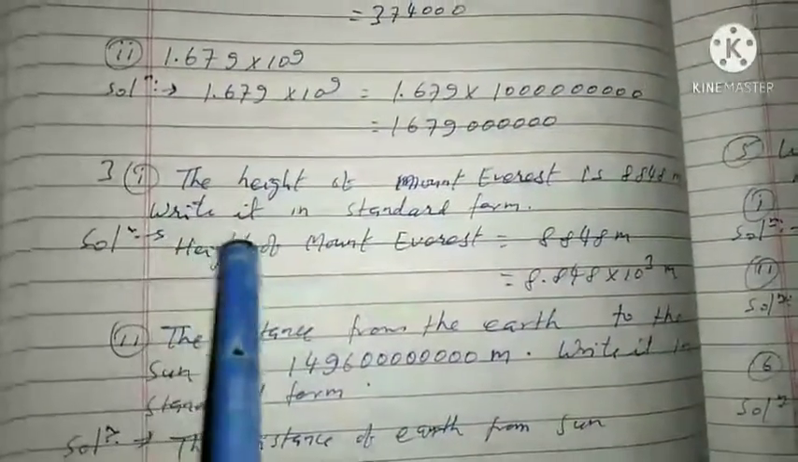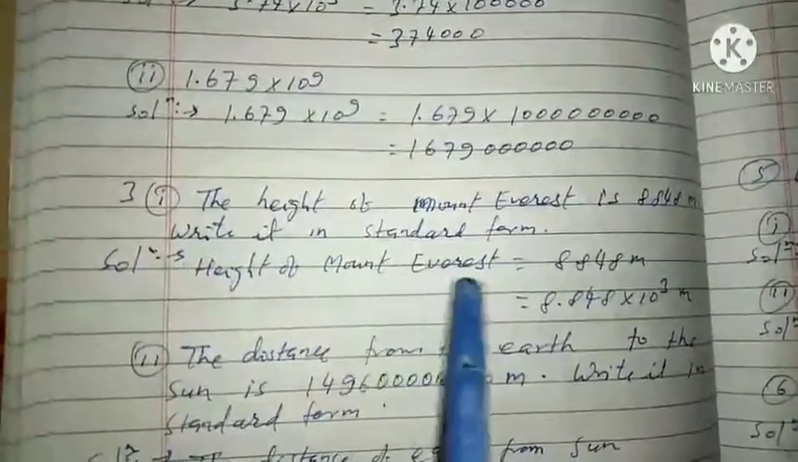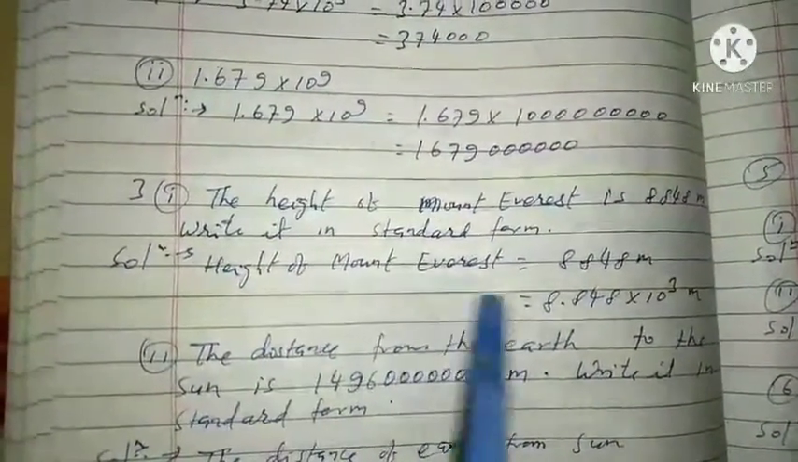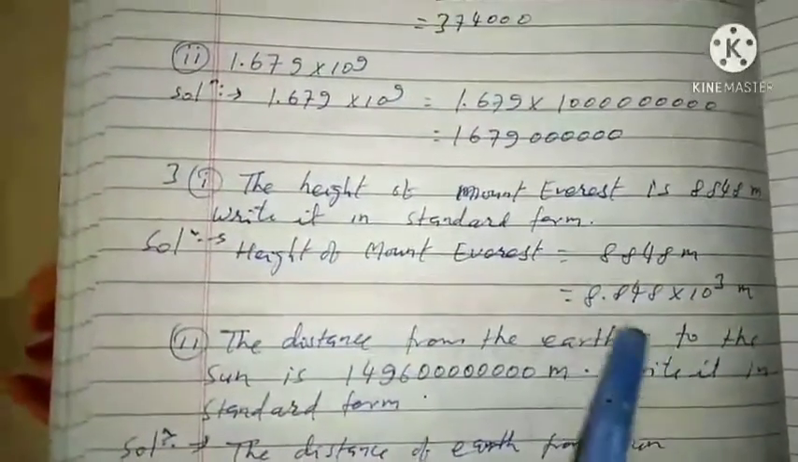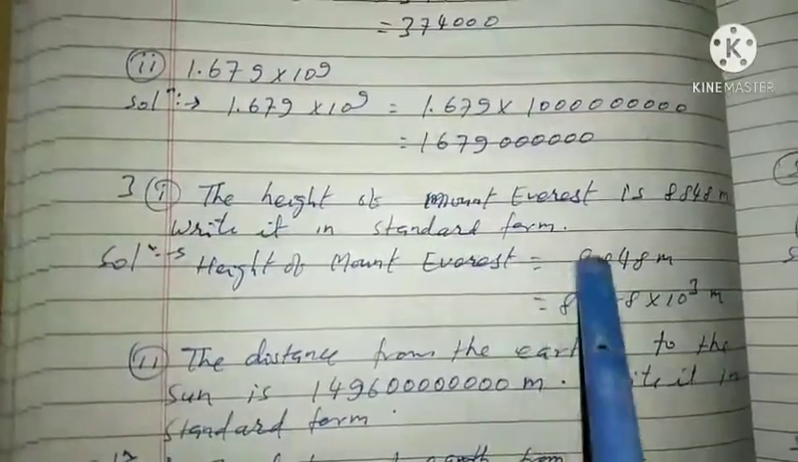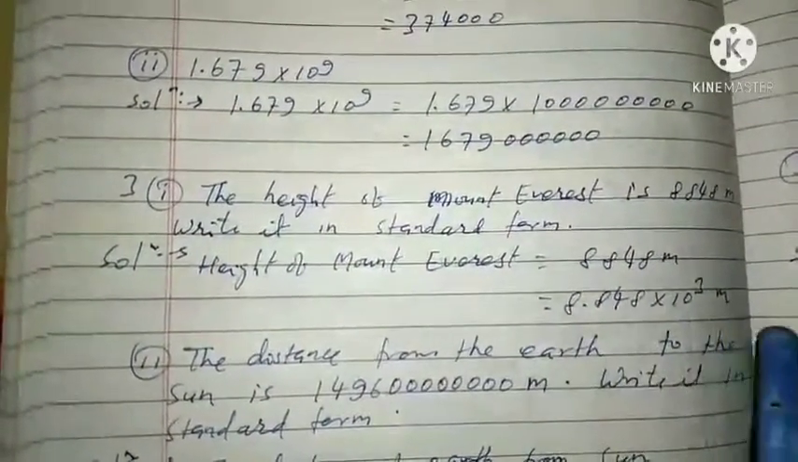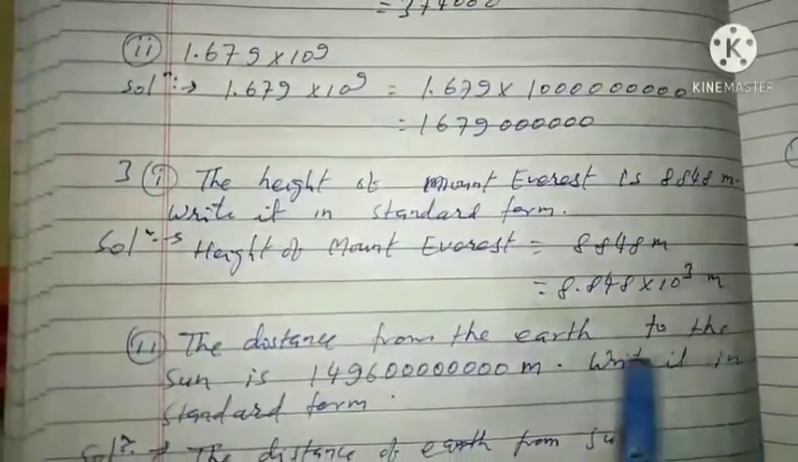Next, question number 3 says the height of Mount Everest is 8,848 meters. Write it in standard form. We have been given the height in the usual form, and that height is to be converted into standard form. So this 8,848 can be converted into standard form as 8.848 multiplied by 10 to the power 3 meters.